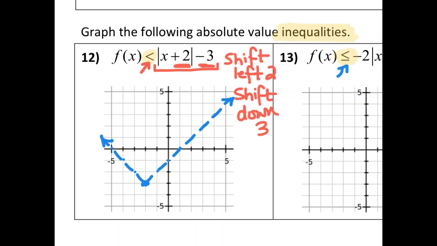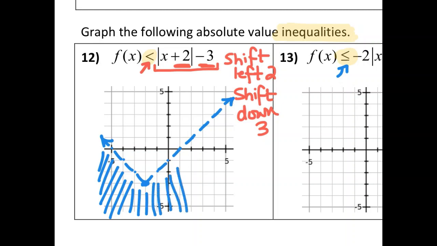The other thing that we need to remember to do is to shade. Anytime that it's a less than inequality, you shade in a downward direction. It doesn't have to do with inside or outside. It's just in the direction of down. And anytime it's greater than, you're going to shade in the direction of up. So when we get to number 14, which has a greater than, we'll be shading up. But for now, that's number 12 with the dashed line and shading down.